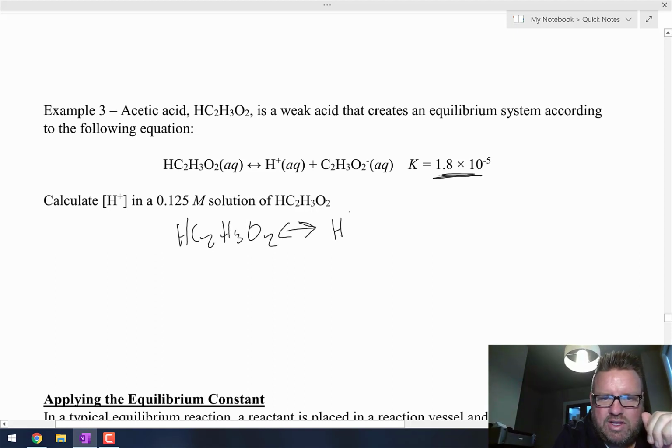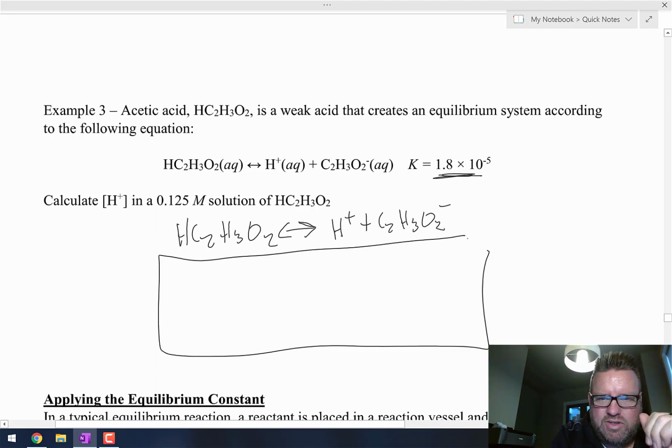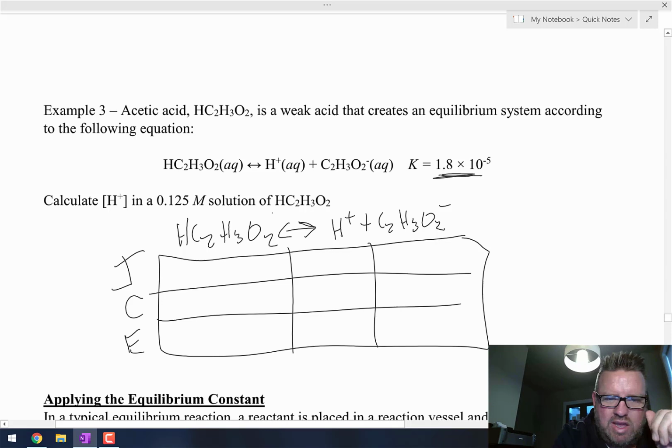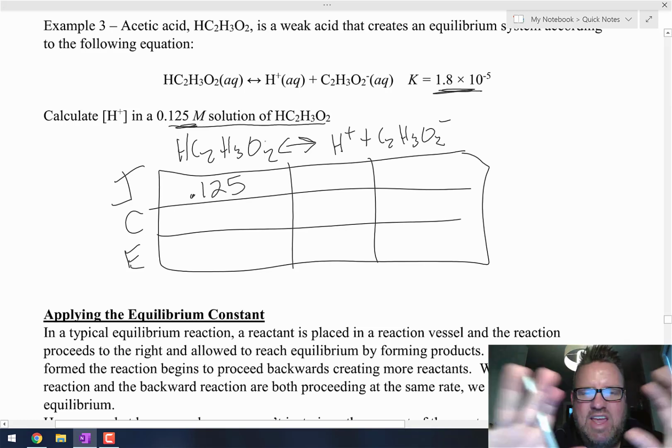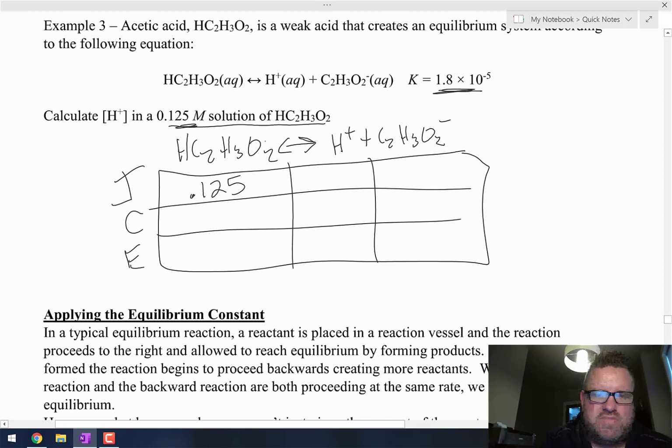And here's where it gets a little bit more fun. Okay, so here's our table. Boom, boom, ICE. All that they tell us is one thing: it's a 0.125 molar solution of the acid. So that's 0.125. That's all that they tell us. Well, if it's 0.125 molar of the acid initially, that means there's no H plus and there's no acetate ion.